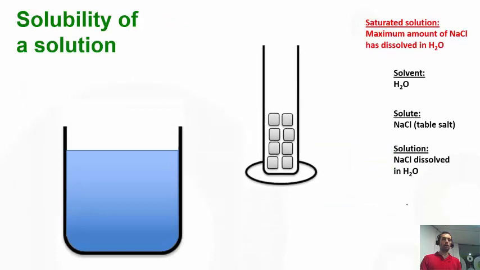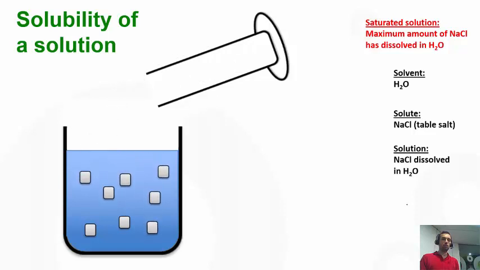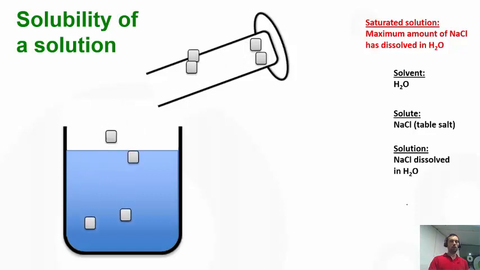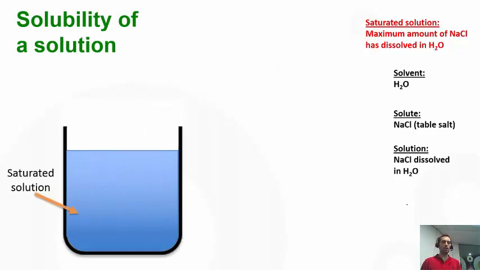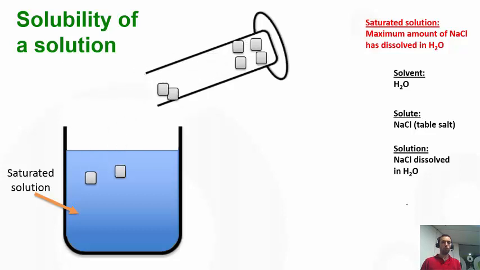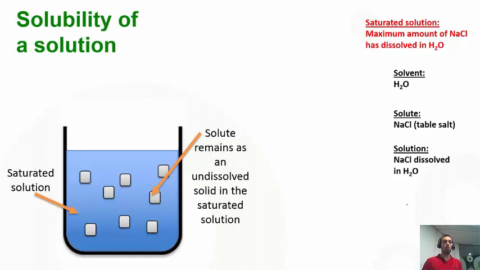Let's just have one more look at how this works. Initially we have a solution that's not saturated, dissolving salt in that solution, and then dissolving another lot of salt again. After dissolving that second lot of salt, we've now saturated the solution. If we put any more salt into it, that means the salt won't dissolve. The solute remains as a solid due to the solution being saturated.